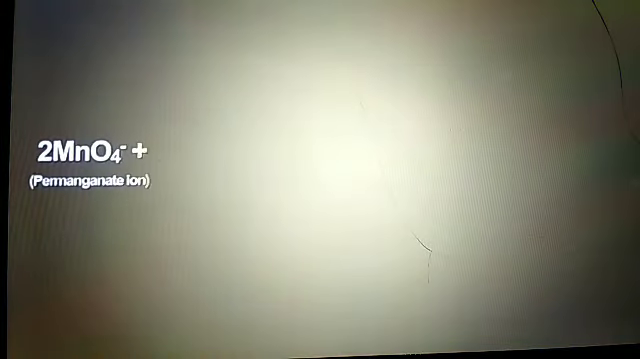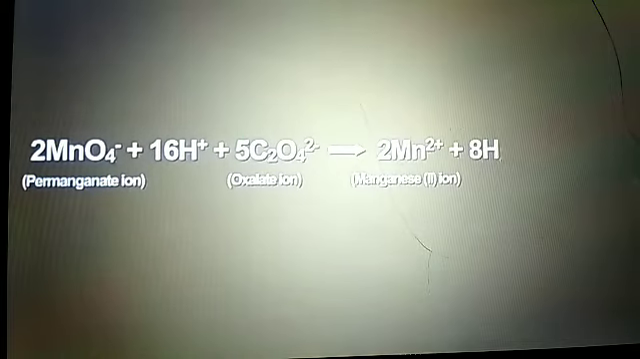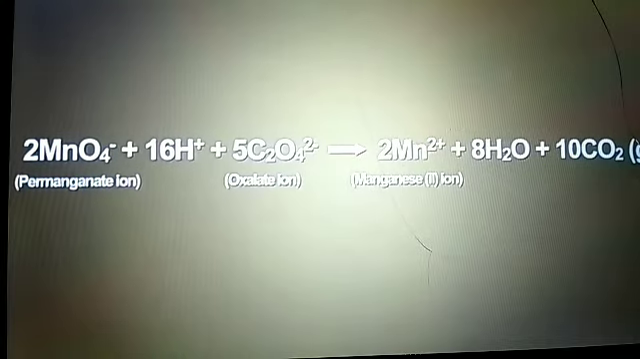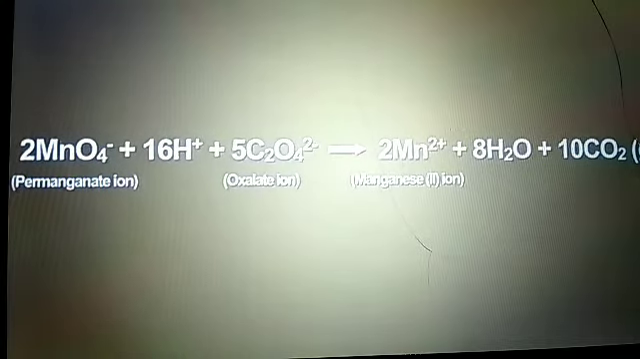In this titration, the strength of the given potassium permanganate is determined by titrating it against standard solution of oxalic acid. In the reaction between potassium permanganate and oxalic acid, permanganate ion is reduced to manganese 2 ion in the acidic medium and oxalate ion is oxidized to carbon dioxide.